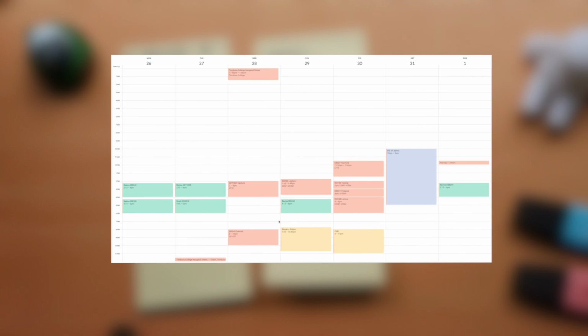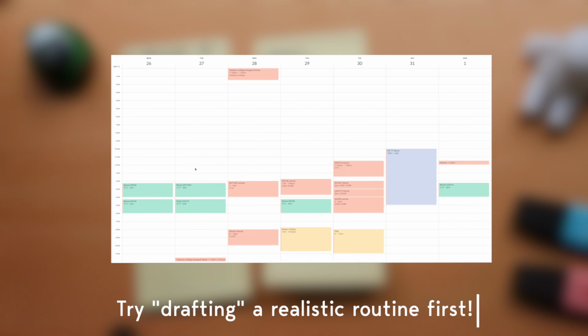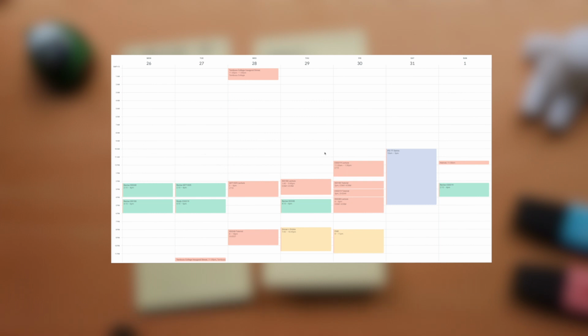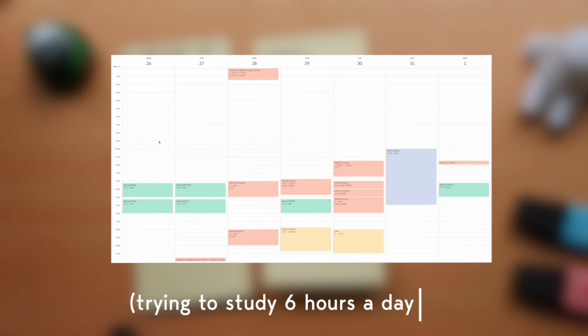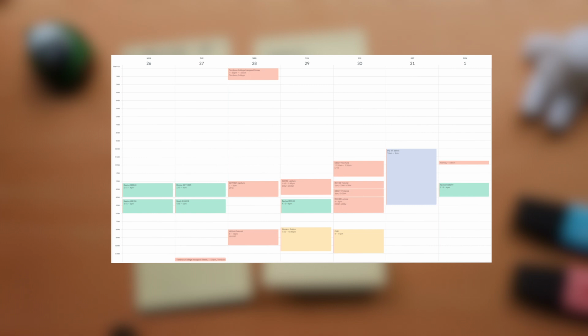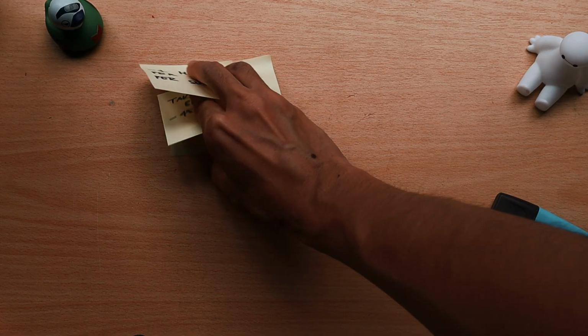My final tip for study routines is to try not to find the perfect timetable before implementing it in the first place. It took me many revisions and adjustments before I could find the ideal combination of work and play, so don't be too hard on yourself. Now let's move on to note-taking techniques during lectures.